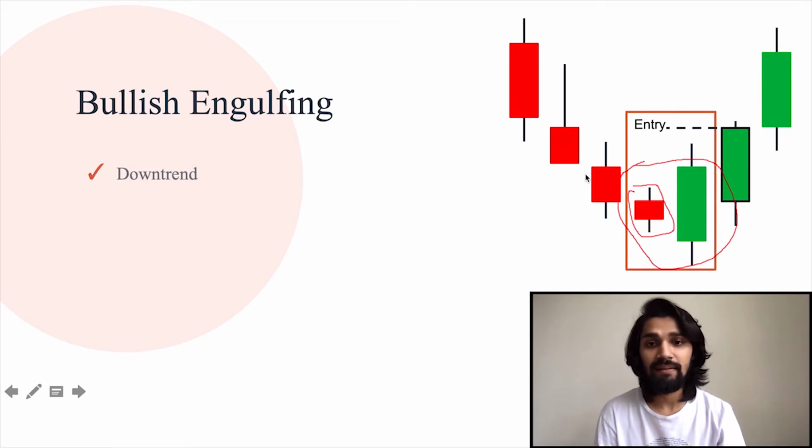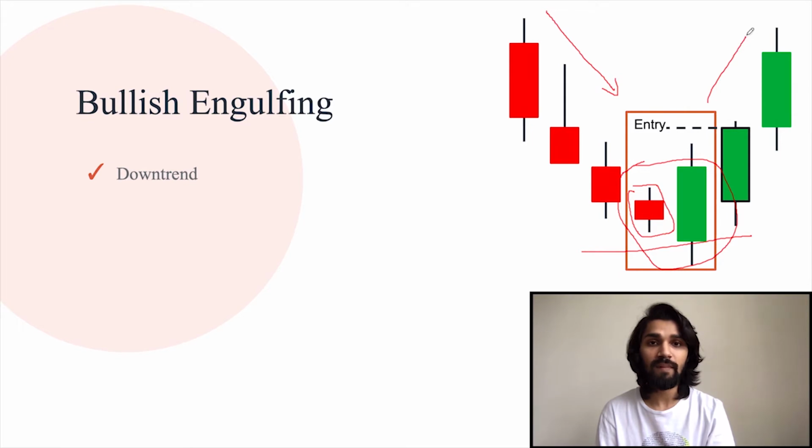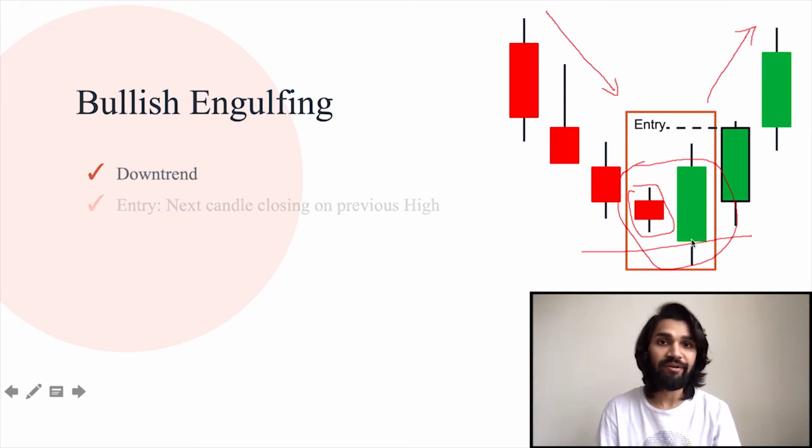First, there should be a downtrend going on. So if it forms in an uptrend, you should probably ignore it. If there is a downtrend going on, and somewhere near the support, a bullish engulfing occurs, it would be the strongest.